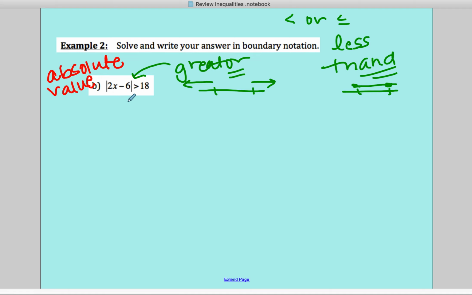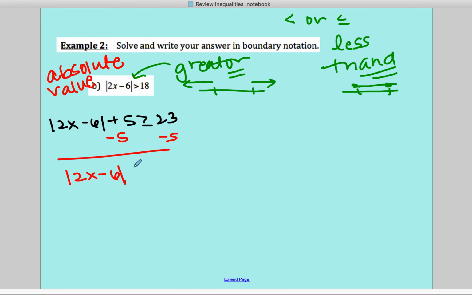Whenever you have an absolute value, your goal is to get your absolute value all by itself. Okay, so this one's perfect. It's already there by itself. If we were to have 2x minus 6 plus 5 is greater than or equal to 23, the first thing you would need to do is get the absolute value by itself. So now we have 2x minus 6 greater than or equal to 18. Okay. Now from here, you would be fine to find your 2 answers, but you just have to make sure you get your absolute value by itself, so don't forget that step.